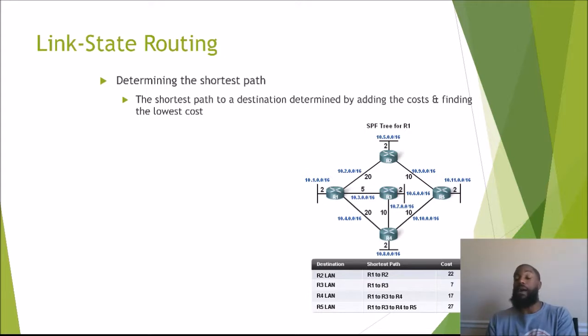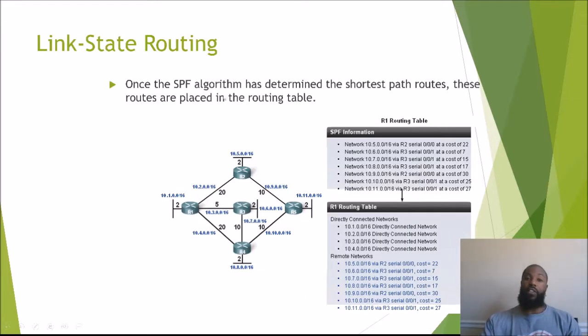For the CCNP ROUTE exam, we just need to know that the CPU uses the shortest path first algorithm to figure out the shortest path. Once the SPF algorithm has determined the shortest path routes, these routes are placed in the routing table. Simply put, it comes up with the costs and the shortest path. It tells you which ones are directly connected, right? The cables, really. And then the remote networks that are not directly connected to them.